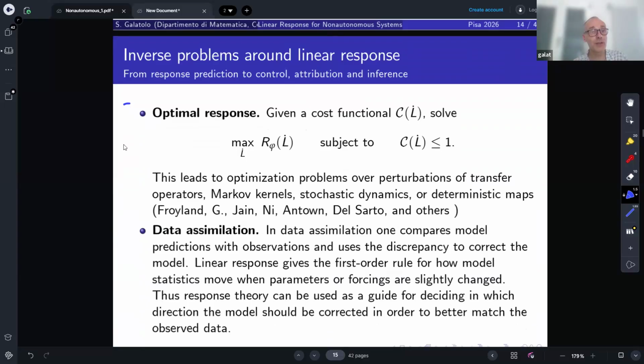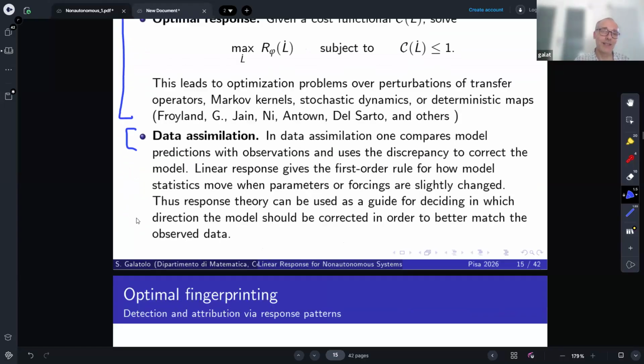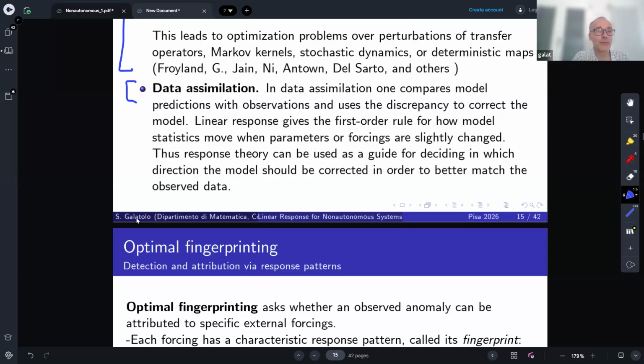One similar problem is to fix one observable and then look for the best perturbation in order to optimize the speed of change of this observable. A kind of related question, this is also called the optimal response. Now, also data assimilation, that is finding the best parameter in the system that fits the data, can be seen as an inverse problem of the linear response, because of course the linear response tells you how the data that you will see will change if you change the system. You can make the inverse step from the data that you have, finding the optimal parameters in the system.